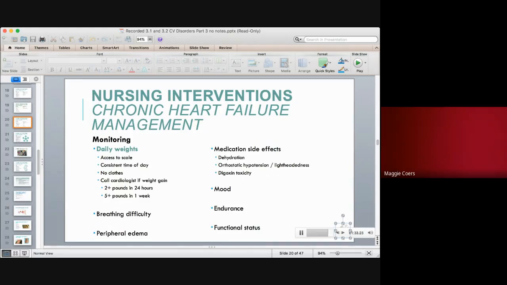And then we should keep an eye on the patient's mood, endurance, and functional status, okay, to see if there's a downturn in any of these things. A downturn in any of these, the mood, endurance, or functional status, could mean that the heart failure is not doing so well and they might be going into an acute exacerbation.